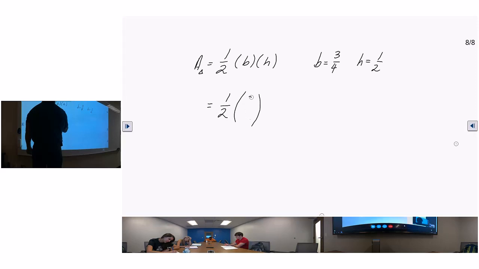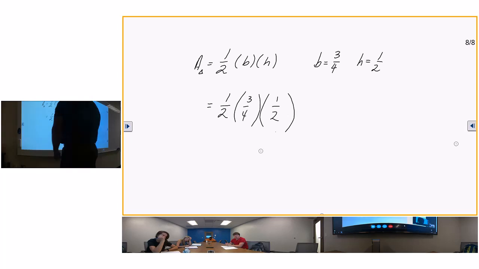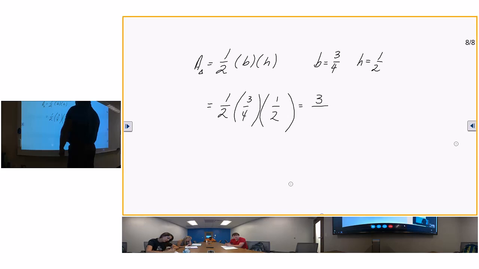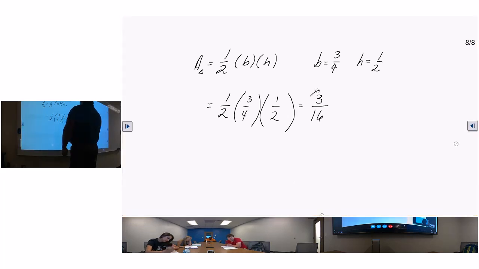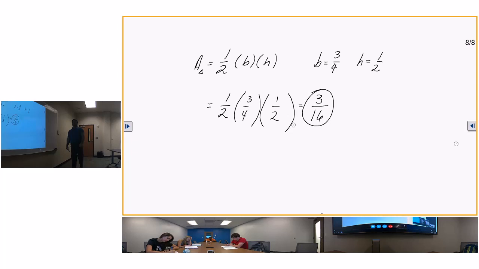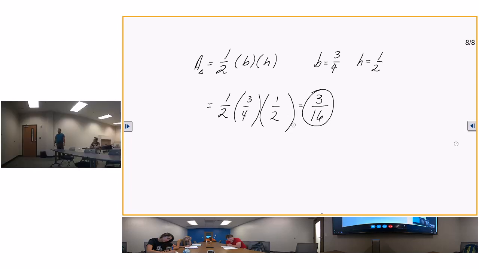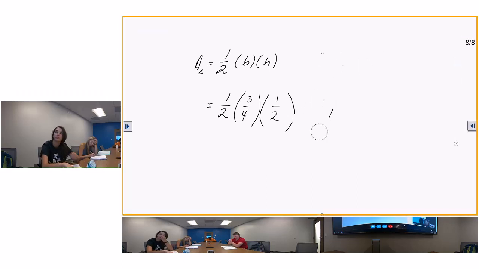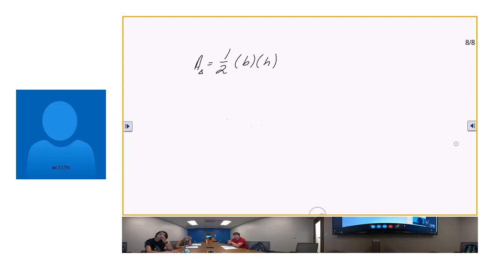1/2 times 3/4 times 1/2. Well, 1 times 3 times 1 is what? 3. 2 times 4 is 8. 8 times 2 is what? 16. So your area is 3/16 square units. Square feet, square miles, square meters, square whatever. That is a plug and chug. But let's take the same problem and solve for H.